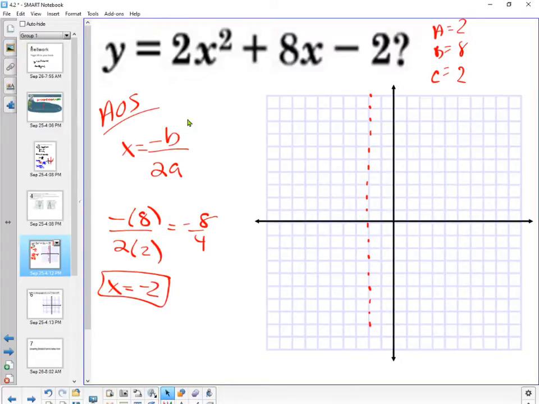That means this parabola is on here somewhere. I'm going to just leave it here for now. I need to figure out what y value to give it. I know that the x is -2. To get the y value, plug it back into the equation, because if I know x, it will give me a y.